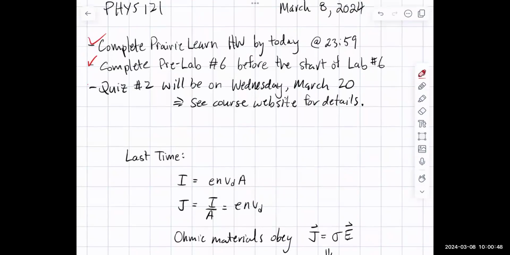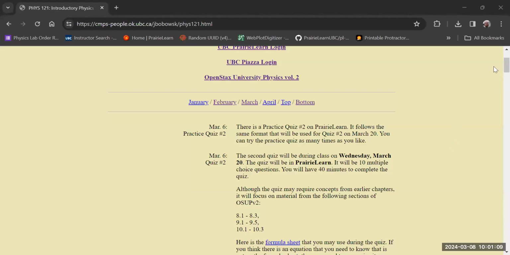Okay, and then the other bit of information, it's still like a week and a half or a little more away, but quiz number 2 is coming up. That's going to be on March 20th. A couple of people were asking me about it already, so I have posted the information on the course website. So let me just show it to you. So here's the course website.